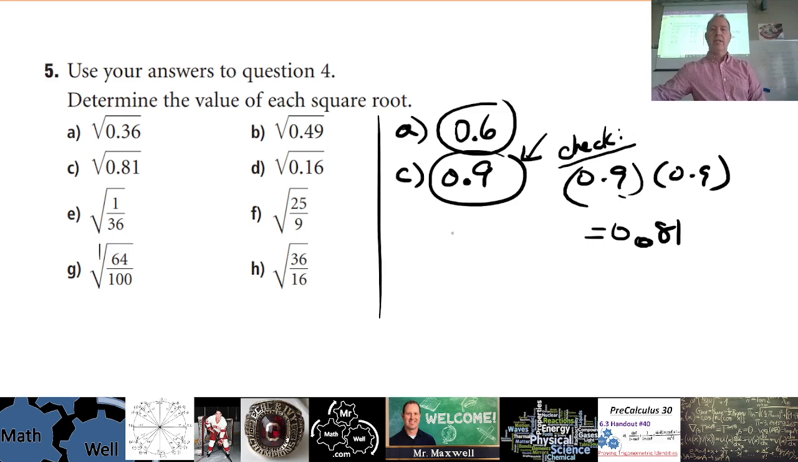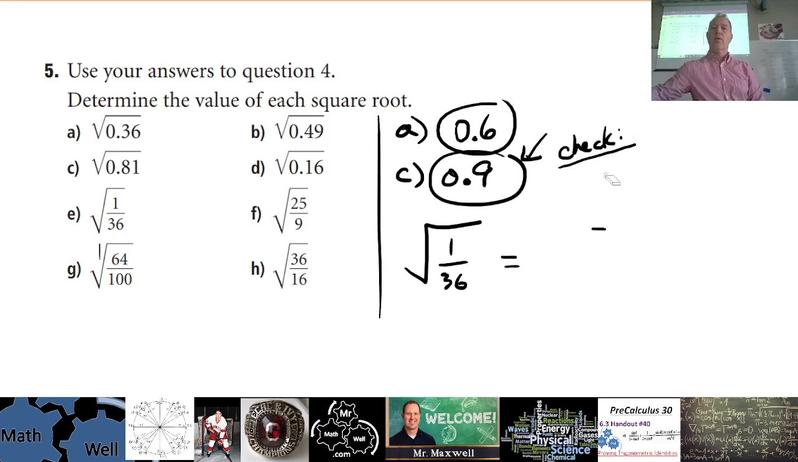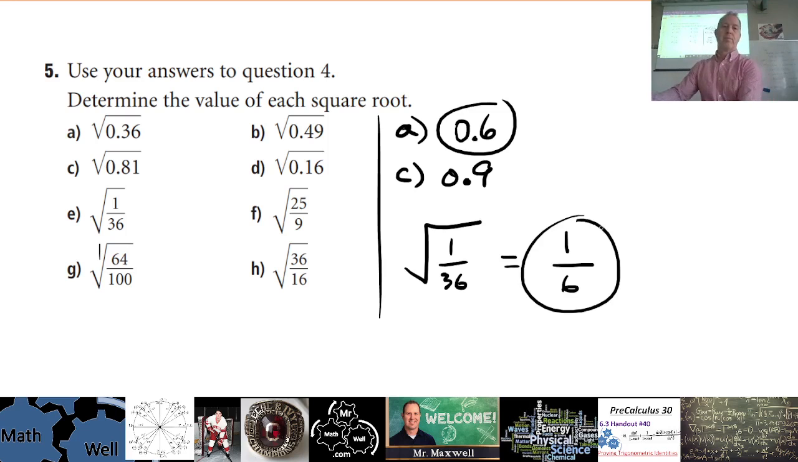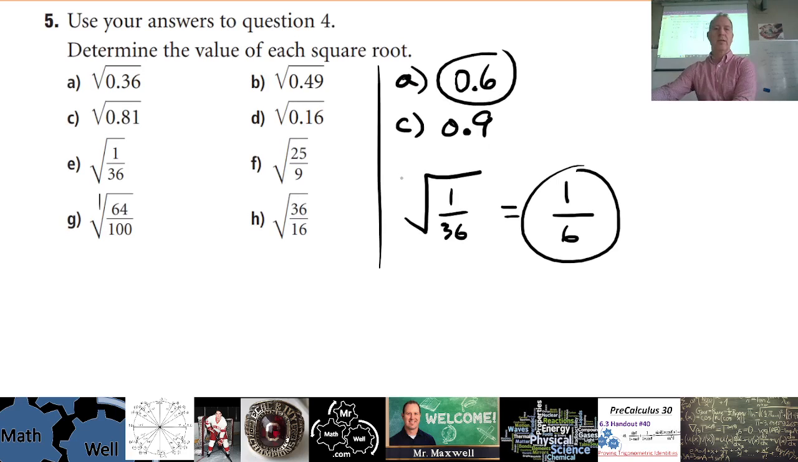All right, 1 over 36. Ooh, boy, what's the square root of 1? That's a tough one, isn't it? The square root of 1 is? Yeah, it's 1. Actually, it's pretty easy. So the square root of 1 is 1. The square root of 36 is 6. Boom, done. I like fractions. Fractions are really good when you're doing square roots like this. Okay? All right, and then G, so that was E.